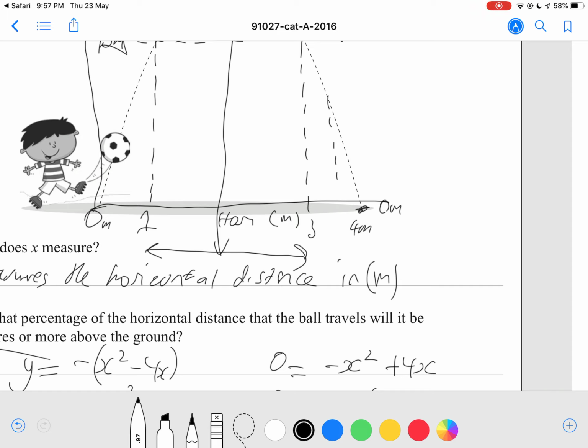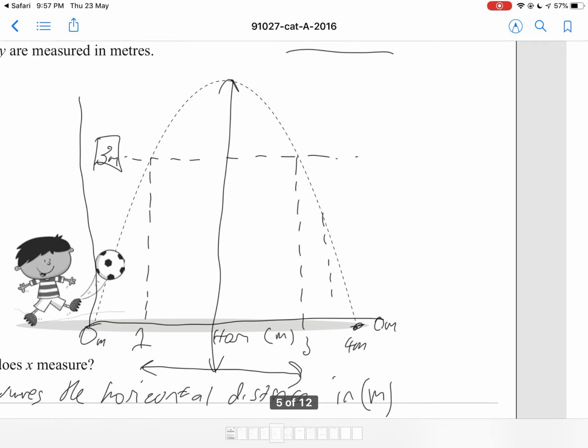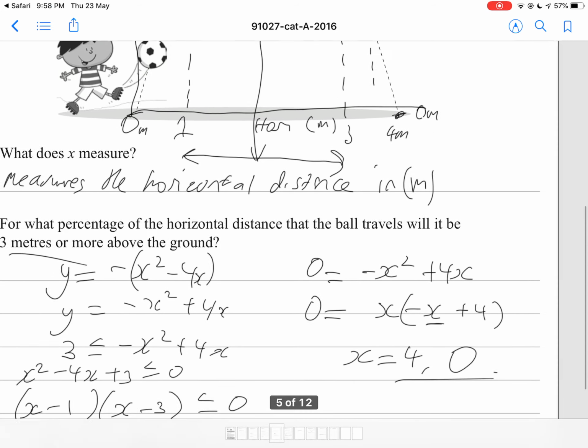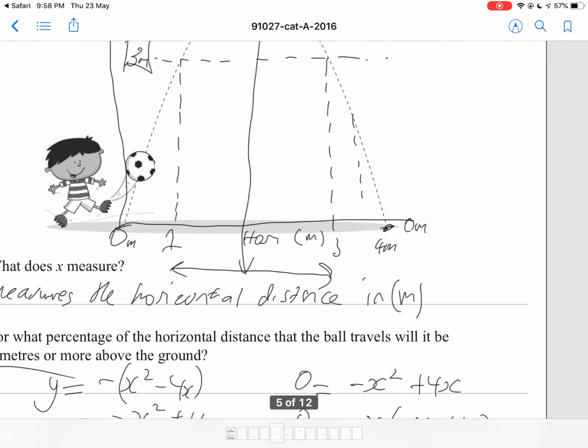So the total distance the ball travels is 4 units, okay? And the ball is above 3 meters when x is in between 1 and 3, okay? So therefore, it will be above 3 meters for 1, 2, or 3, okay?